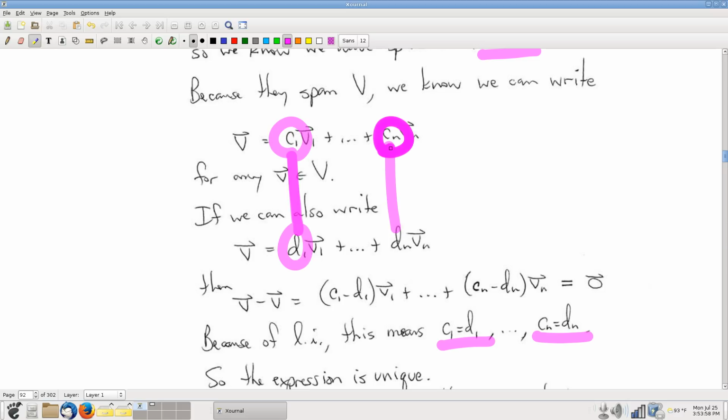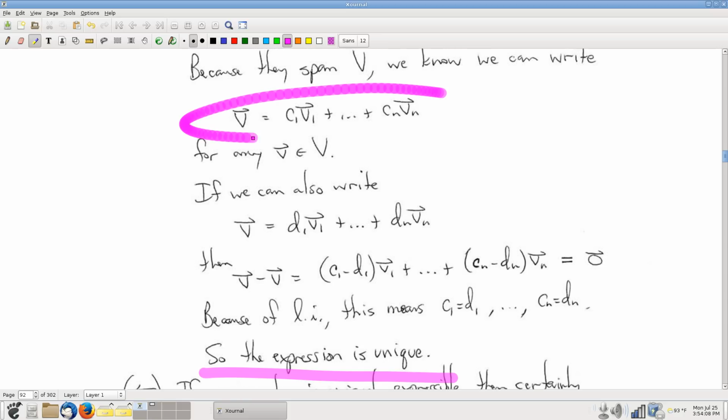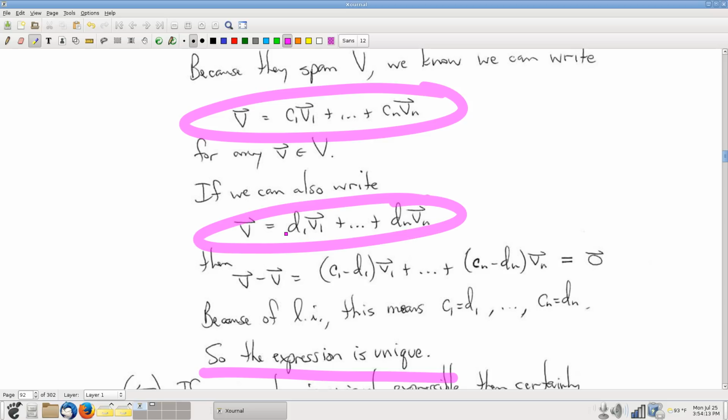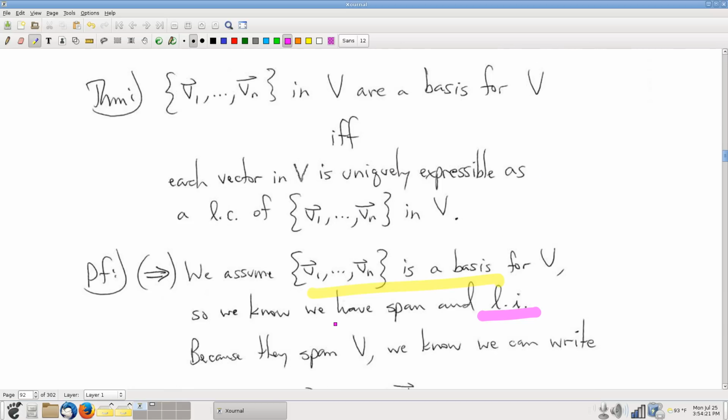So those coefficients are all 0, and that means that those numbers are all equal to those numbers, and therefore these are not actually different linear combinations of the basis giving me V. These are exactly the same linear combinations giving me the same vector. So that shows this uniqueness of this expression. The only way to write V as a linear combination of the basis vectors is exactly that same way. Okay, so keep in mind that was half of the proof. We've proved this half, and now let's go the other way. Now we're going to assume unique expressibility, and we need to show that this list of vectors is a basis.